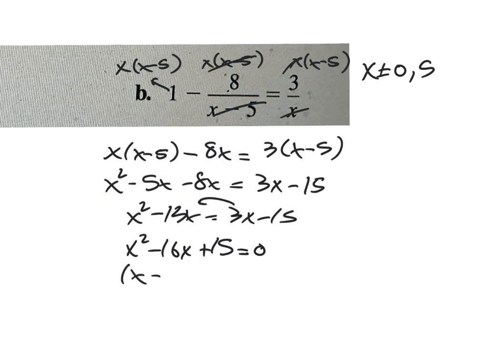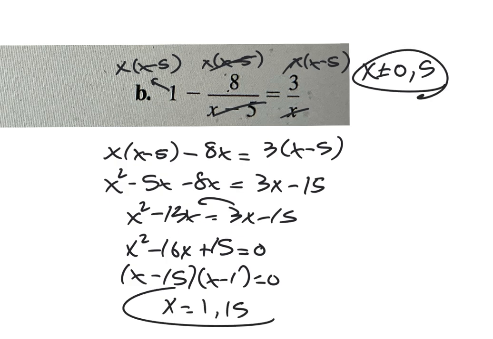The factors are going to be minus 15 and minus 1. So I get these 2 answers: 1 and positive 15. Check back up here. We're good. Those are 2 answers. And that's it, guys. So again, I'm going to keep saying this the whole video: my job today and tomorrow is to get you to that first line, because once I get you there, you should be good to go.